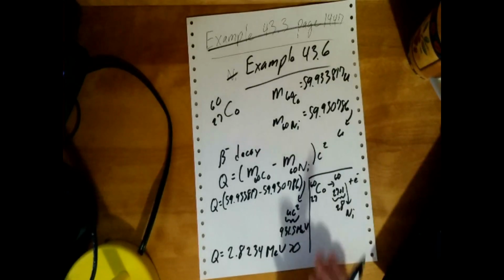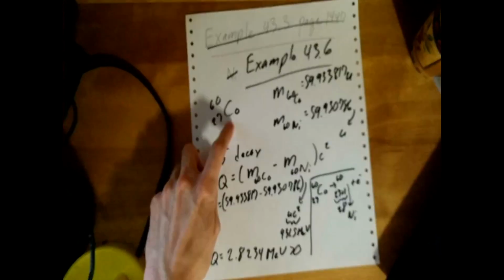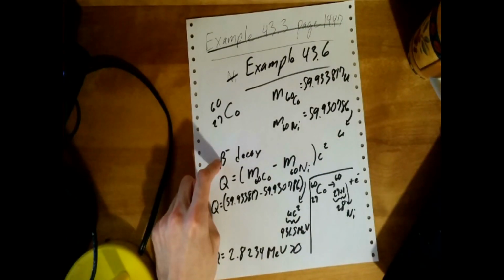This is positive. So we have an exothermic reaction. This reaction can happen on its own because it does not require any type of energy at the beginning to start. So indeed, through this, we can say that cobalt 60 can undergo a beta minus decay in nature.